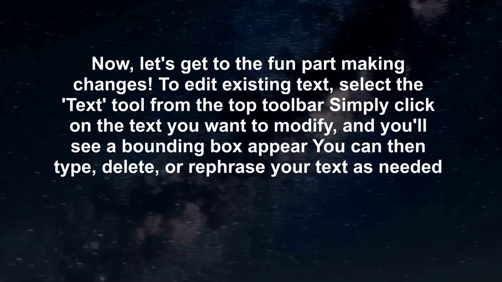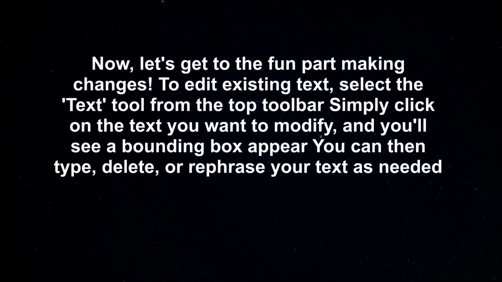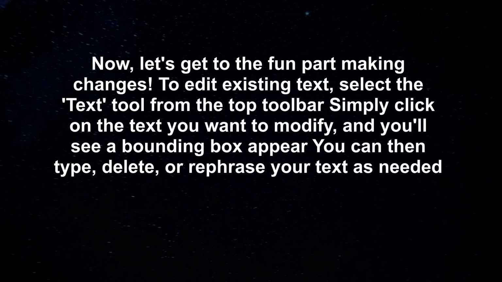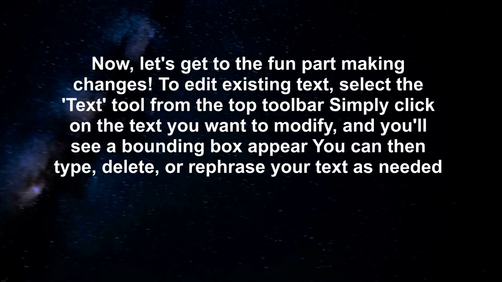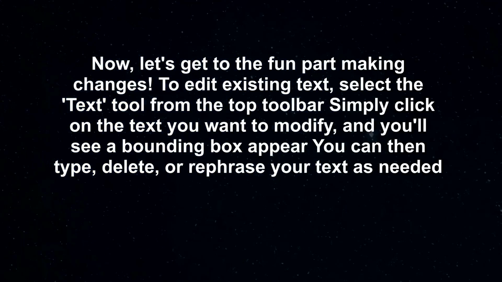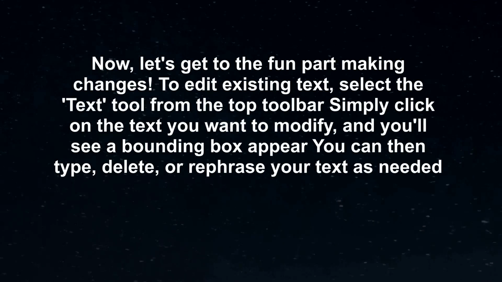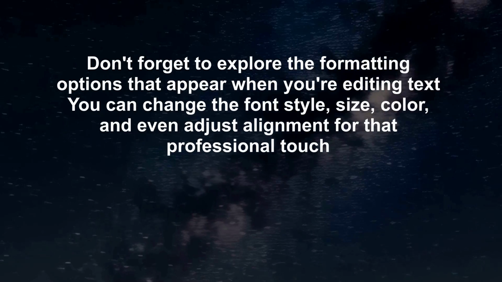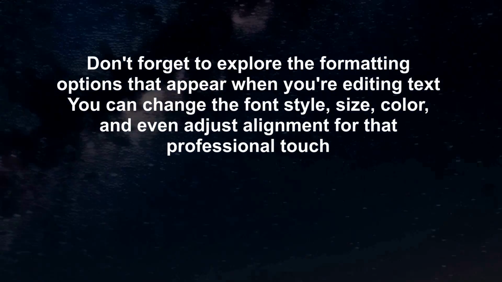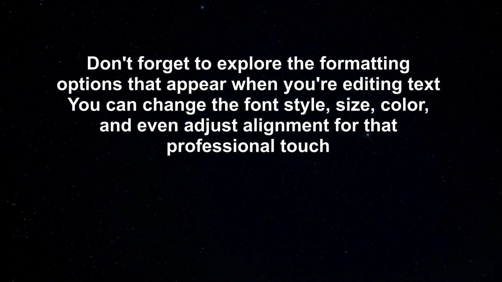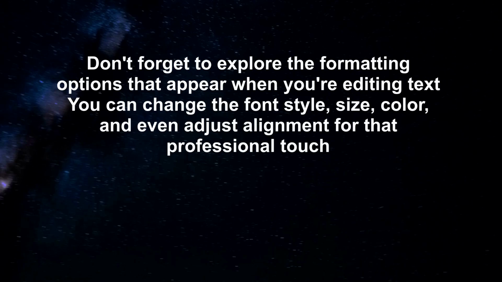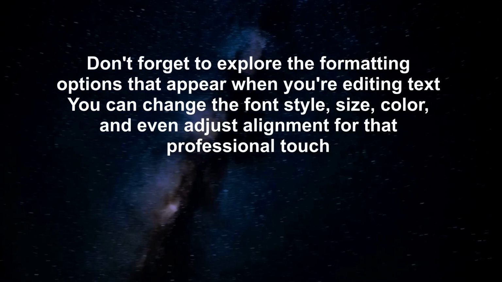Now let's get to the fun part, making changes. To edit existing text, select the Text tool from the top toolbar. Simply click on the text you want to modify, and you'll see a bounding box appear. You can then type, delete, or rephrase your text as needed. Don't forget to explore the formatting options that appear when you're editing text. You can change the font style, size, color, and even adjust alignment for that professional touch.